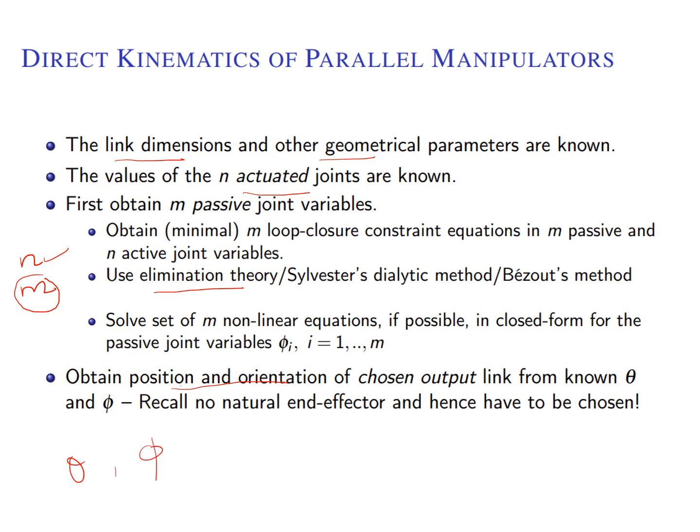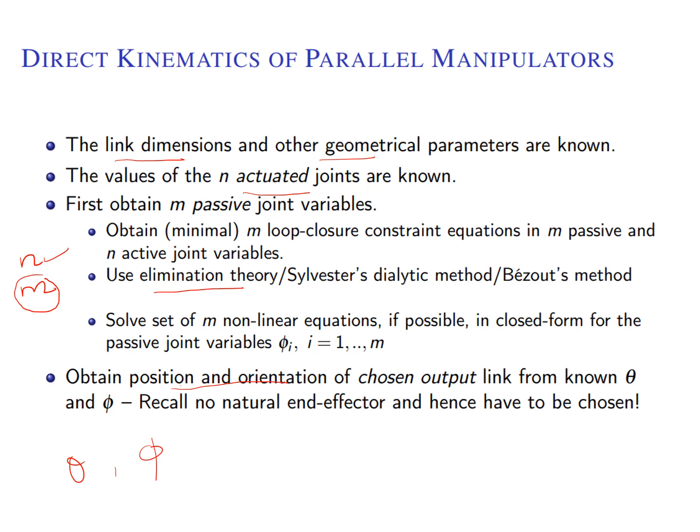of a chosen output link from the known values of theta and phi. Okay, so recall in a parallel robot, there is no natural end effector, not like in the serial robot where the free end is typically the end effector. Hence, we have to say which one is the output link. There is no defined natural end effector in a parallel manipulator, so we have to first say which is our output link. Most of the time it is sort of obvious, but nevertheless we have to say that this is the output link of the parallel robot.